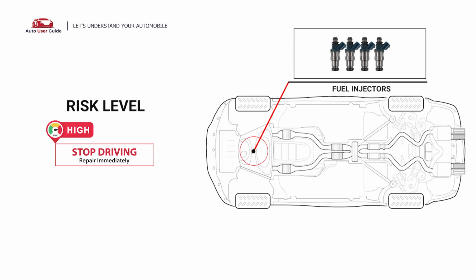This engine code is triggered when the PCM detects an unexpected electrical signal in the fuel injector circuit for cylinder 5. This indicates a problem with the injector's wiring or the injector itself, preventing the correct amount of fuel from being delivered. Under this circumstance, stop driving and repair your vehicle immediately.